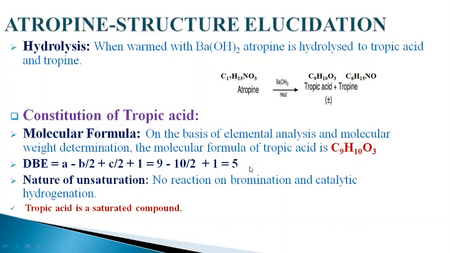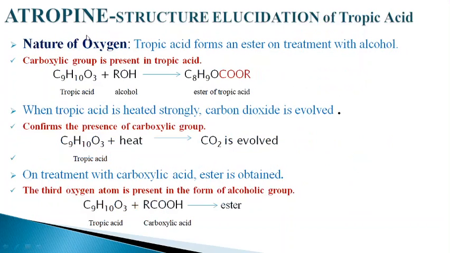Next step is to determine the nature of this unsaturation. Again, there is no reaction on bromination and catalytic hydrogenation. So tropic acid is a saturated molecule. Next step is the nature of the oxygen atoms. Tropic acid contains 3 oxygen atoms, so we have to determine the nature of these oxygen atoms.